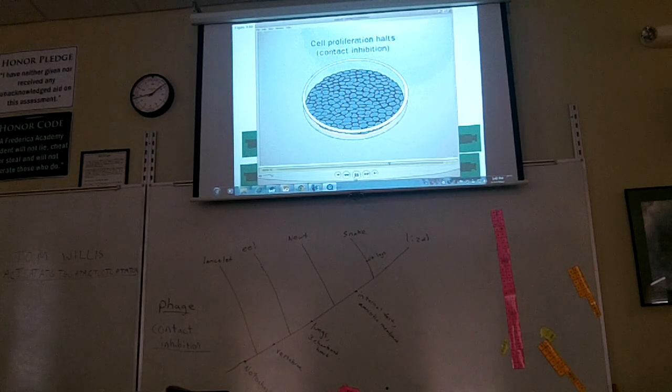Of density-dependent inhibition, cancerous tissue, lacking this mechanism, grows without limit.